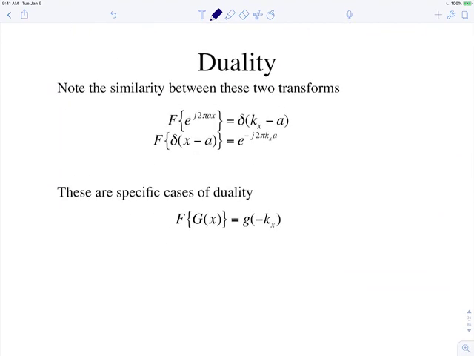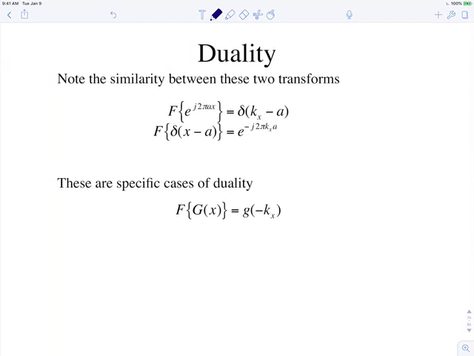So these are examples of duality, which means that, for example, we said that delta of x goes to 1, and therefore I know that 1 goes to delta of kx. Sorry, delta. Let's erase that.